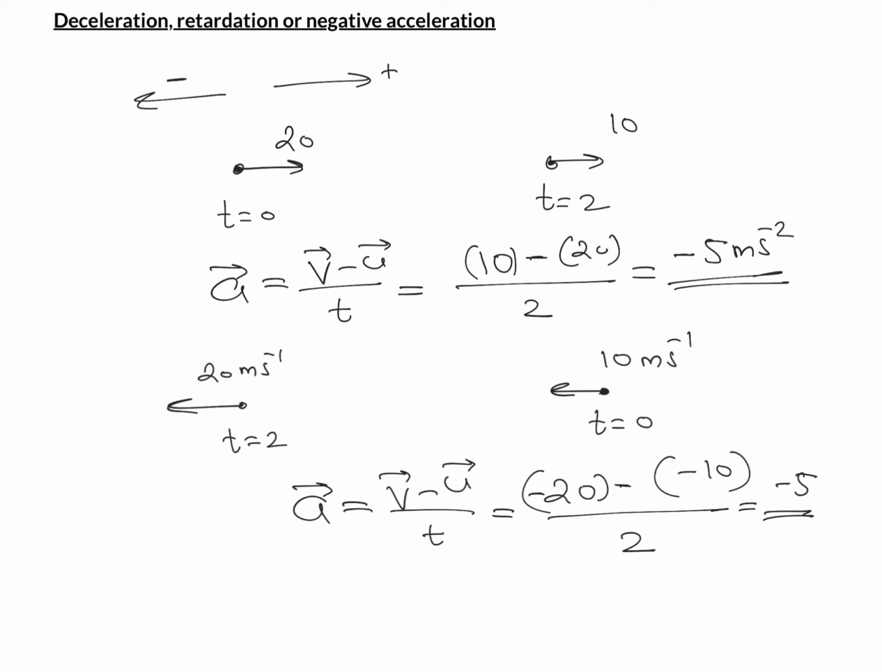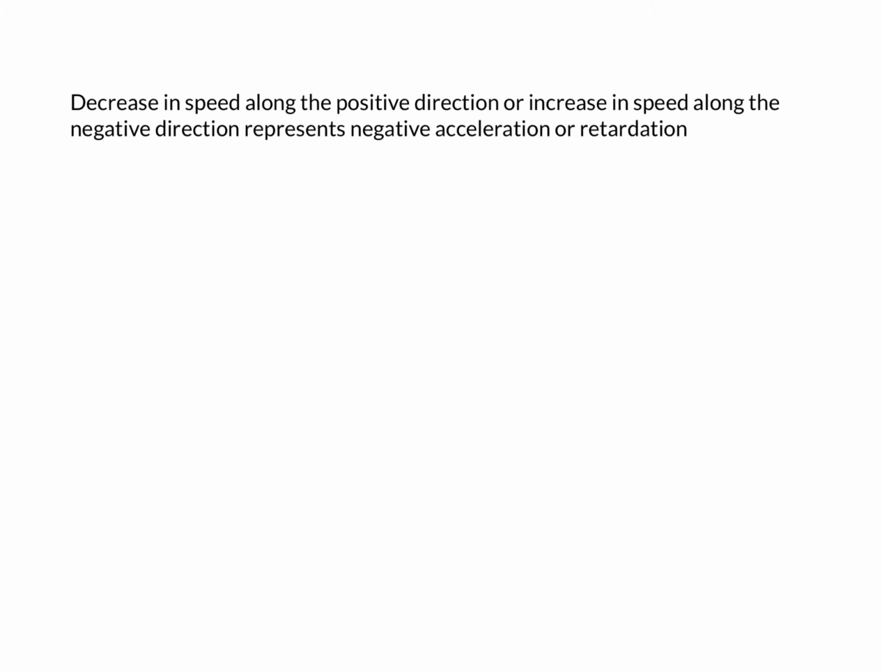So increase in speed of a particle along the positive direction, or decrease in speed of a particle along the negative direction, represents negative acceleration or deceleration or retardation. So we can say that decrease in speed along the positive direction, or increase in speed along the negative direction, represents negative acceleration or retardation or deceleration.